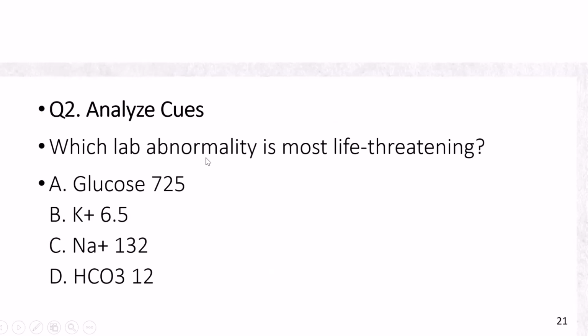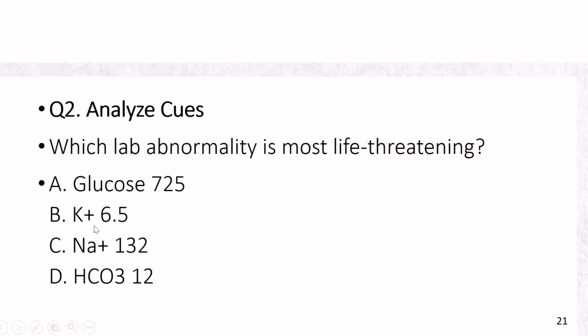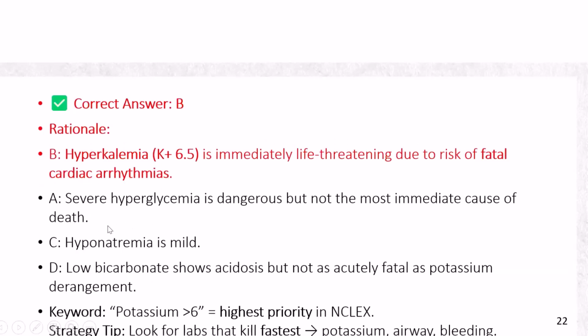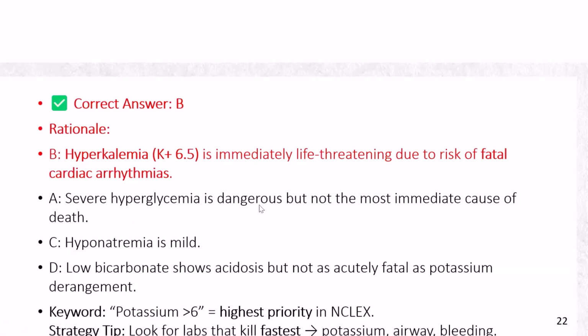Let's look at the next one. Analyzing the cues. We have the labs. Which of the abnormalities is most life-threatening? Which one will kill your patient fast? Glucose is high. Potassium is high. Sodium, borderline low. Then bicarbonate. Which is life-threatening? Yes, it is B. Anytime you see hyperkalemia, see 6.5. 6.5 is high because potassium is 3.5 to 5.5, and you have 6.5. That is too much. The heart will be in trouble.